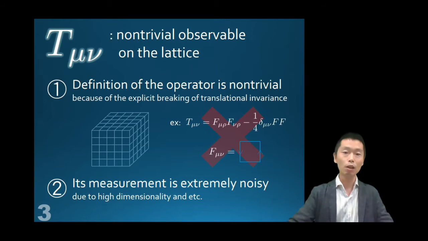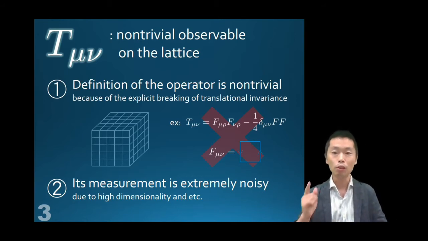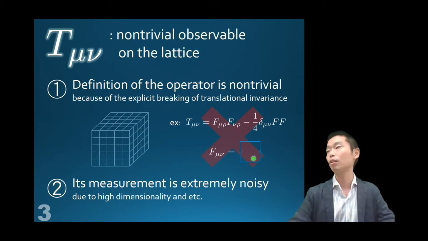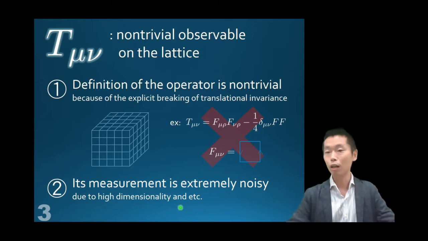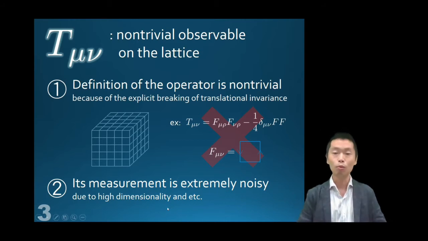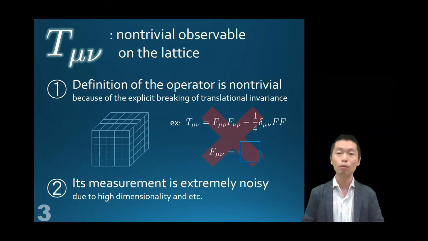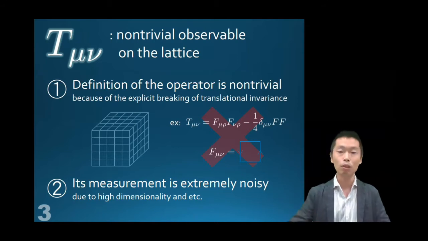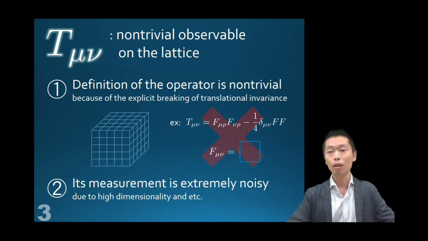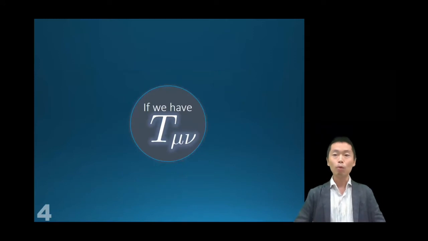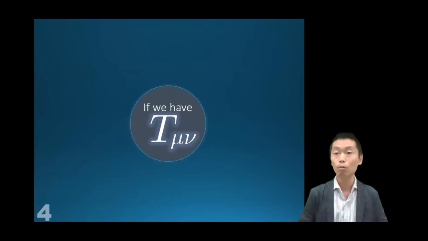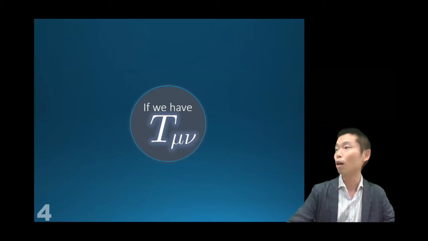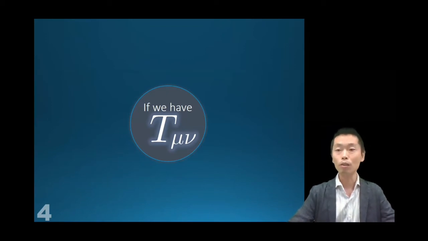And as a second problem, even if you succeeded in defining the EMT, its measurement is extremely noisy. In particular, when you want to calculate the correlation function, more than a million configurations are required. So in this way, the analysis of the EMT on the lattice is actually not easy. However, of course, the EMT is a fundamental quantity in physics, and if we have the EMT, there are many applications.